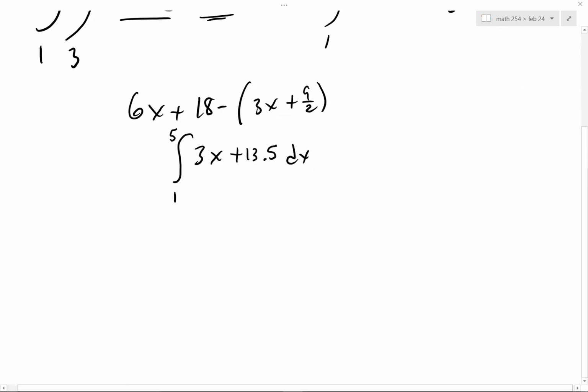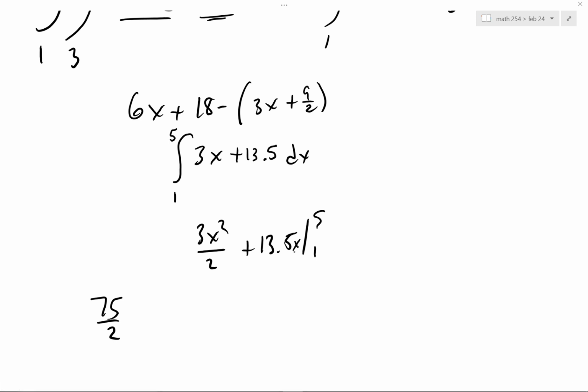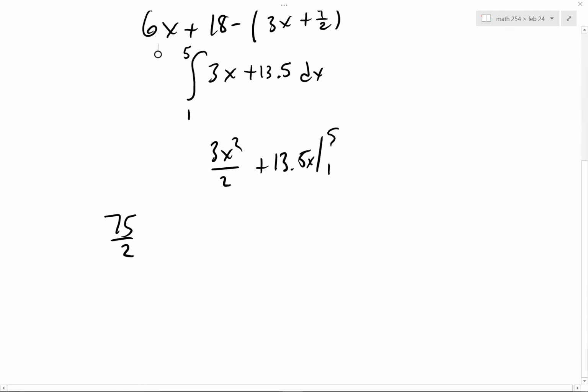If you integrate this guy, what are you going to get? 3x squared over 2 plus 13 and a half x, from 1 to 5. So we got 75 halves, plus 67 and a half x... there's an x there. I can't do that in my head. Let's see, 65. That's not right. Yeah, 67 and a half. It is 67 and a half, isn't it? Yes, it is. You should probably check me, but I feel pretty good about that. Minus 3 halves plus 13 and a half. So what do we get here? We've got 1 and a half plus 15, and this is like 37 and a half. So is that 105, I think? Is that right?